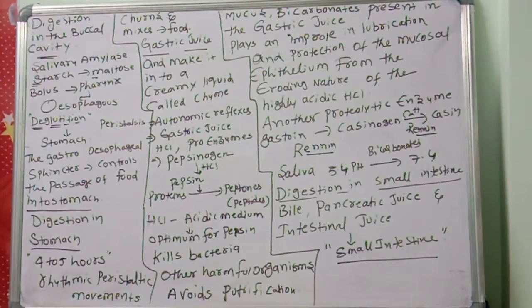So we discussed the parts of the digestive system: the buccal cavity, mouth, esophagus, types of teeth, different concepts like that. Now we have also discussed the liver, salivary glands, and pancreas.